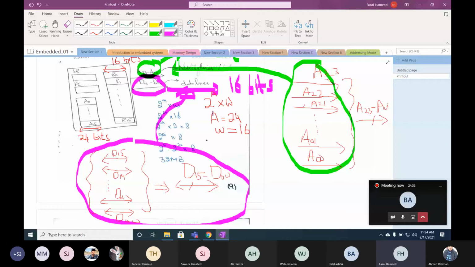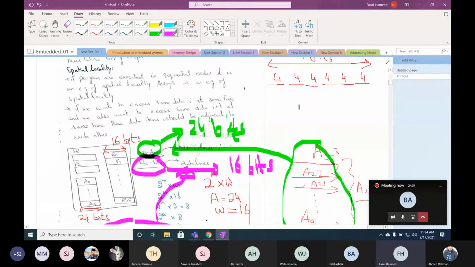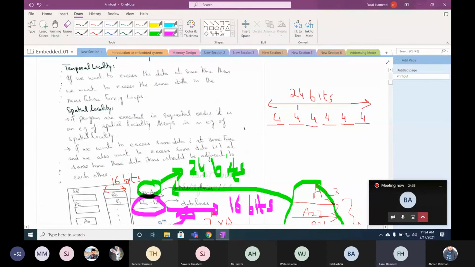Actually, I also told you earlier that we have two different representations: the binary representation and the hexadecimal representation. Is the hexadecimal representation short, or is the binary representation short? Binary? No, sir, hexa. Hexa is short.